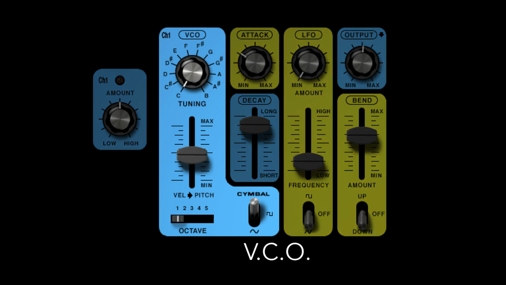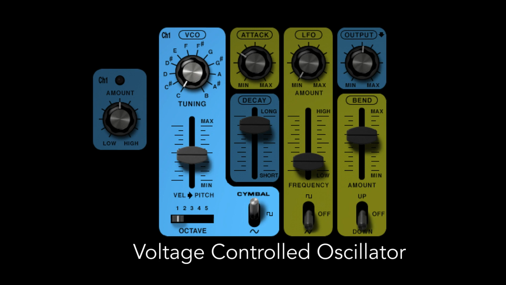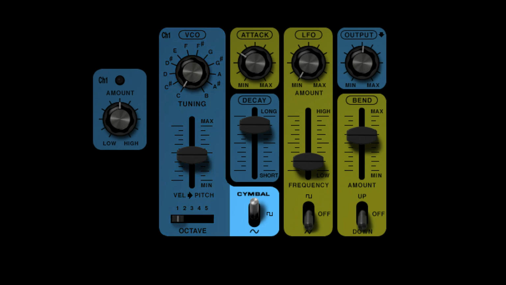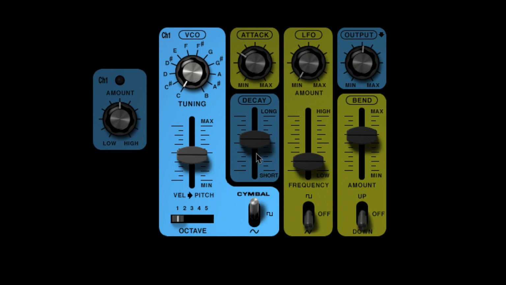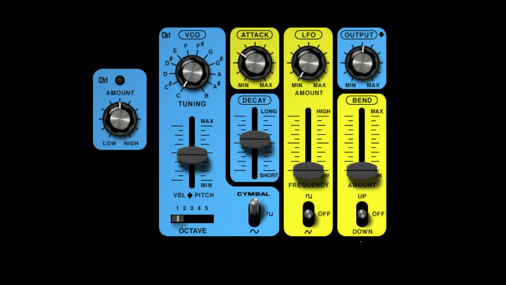This is the VCO, or voltage controlled oscillator section. This 3-way toggle switches between the noise and 2 different tone waveforms, sine and square waves. So as we talked about in the Syndrum description, the sine wave, in theory, produces no overtones.